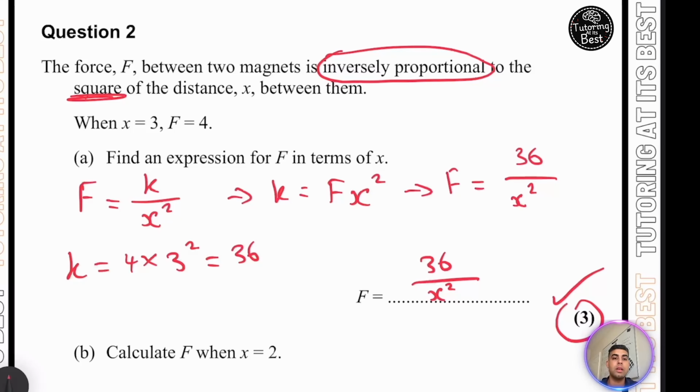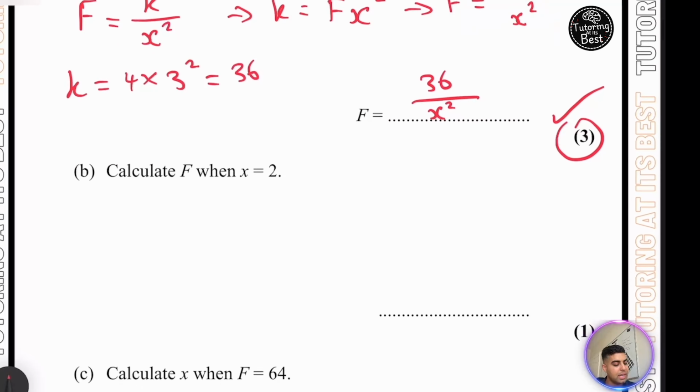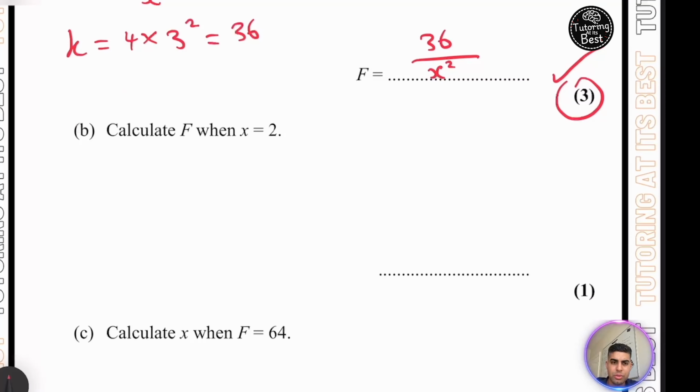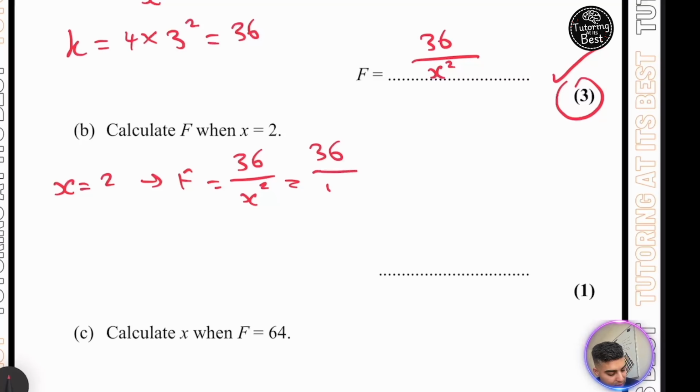Beautiful. Okay, part B. Calculate f when x equals 2. Well, we know if x equals 2, then f was 36 over x squared, which is the same as 36 over 4, which gives us 9, and that is our answer.